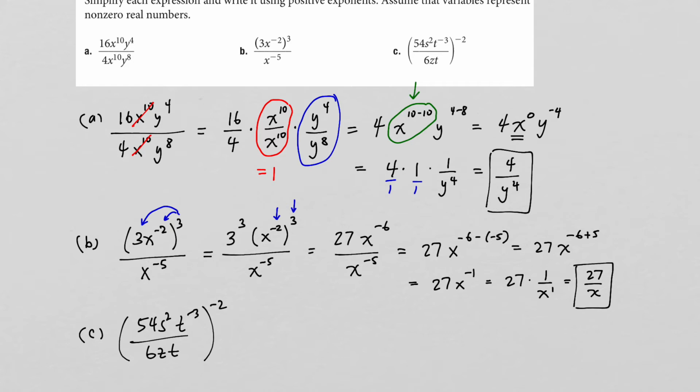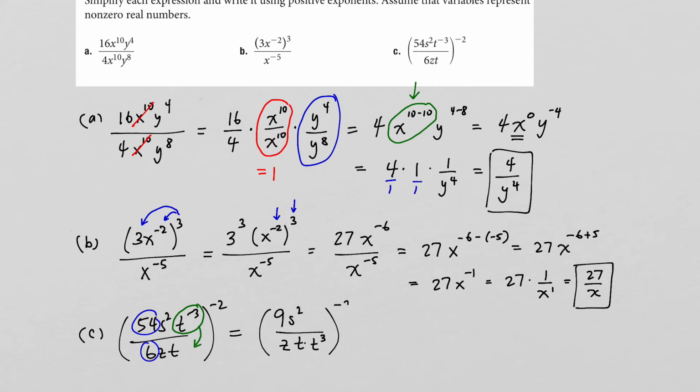All right. So first thing I'm going to do is inside the parentheses, I'm going to simplify as much as I can. So one thing I can do here is I can take 54 and divide it by 6. If I do that, I get 9. And that will be in the numerator. And then I have an s squared, and I have a z in the bottom, and I have a t in the bottom. And then the other thing I'm going to do is I'm going to take this t to the negative 3, and I'm just going to drop it down to the bottom and make it t to the positive 3. And I can do that because of definitions of negative exponents.